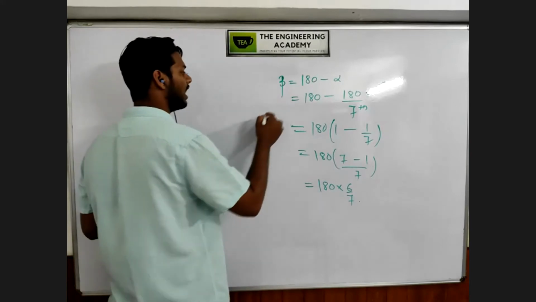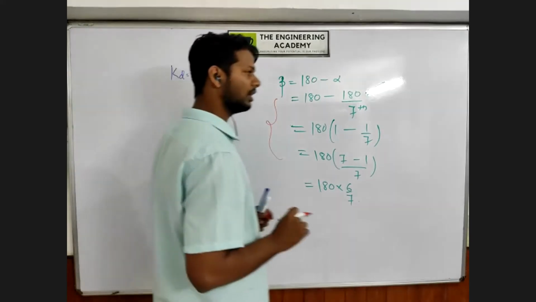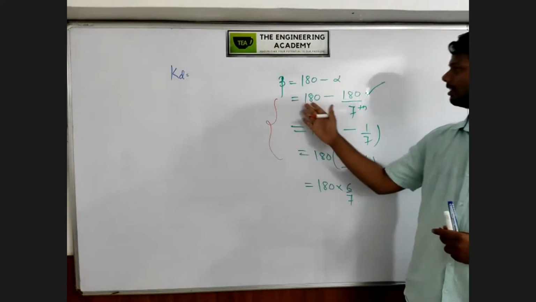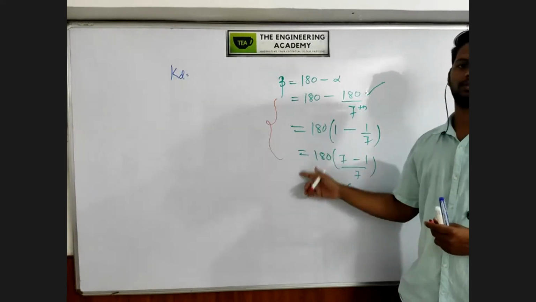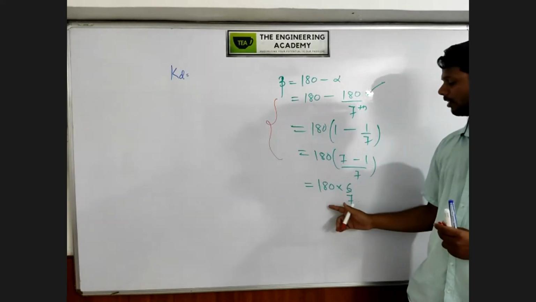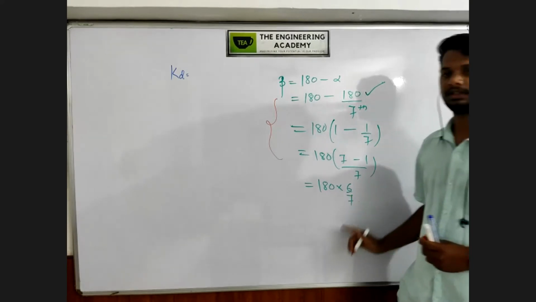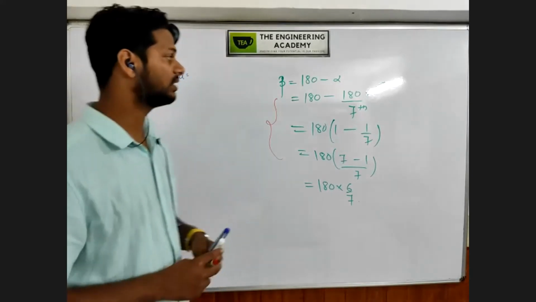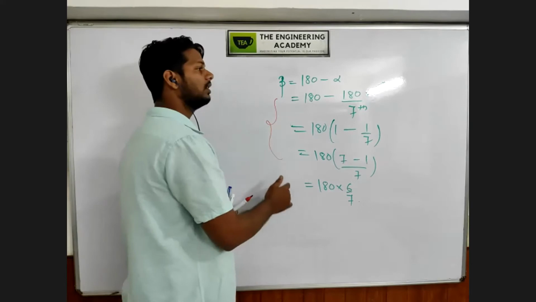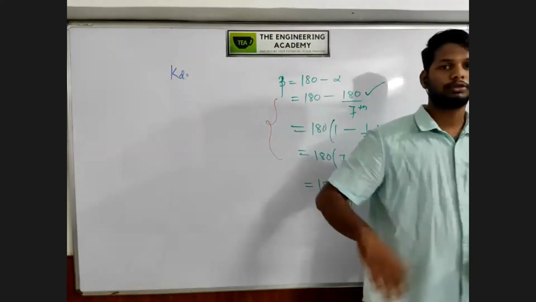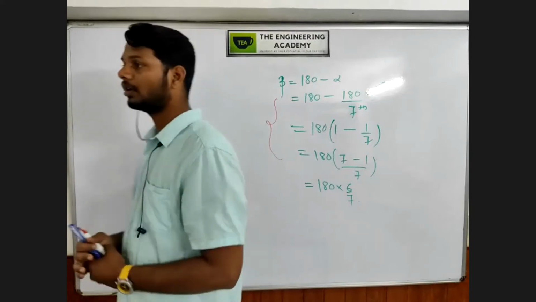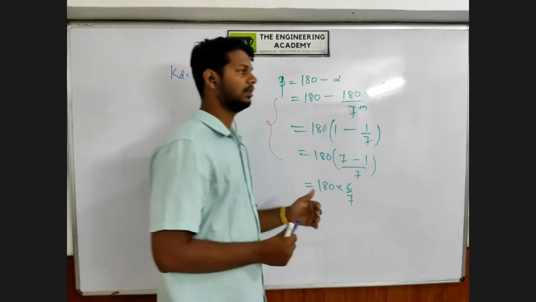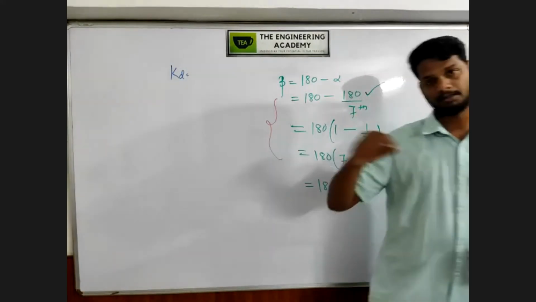Try to solve questions by skipping many of the steps. Just do this calculation in your mind, and then directly write down 180 into 6 by 7. Skipping formulas and steps will come when you try to solve more numericals. After solving more numericals, you will get a logic of how to skip the steps, and then finally come to the conclusion.